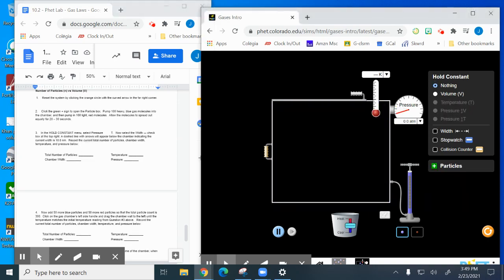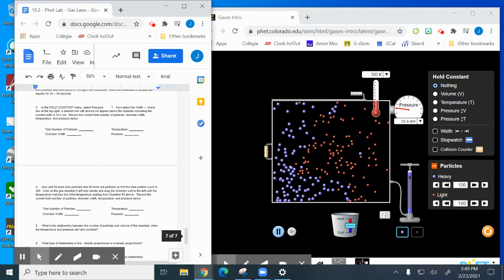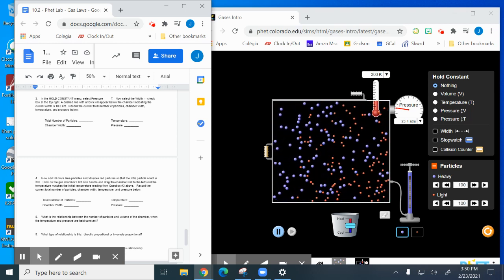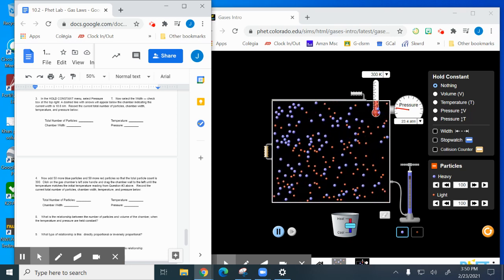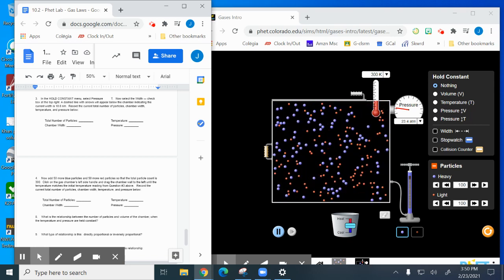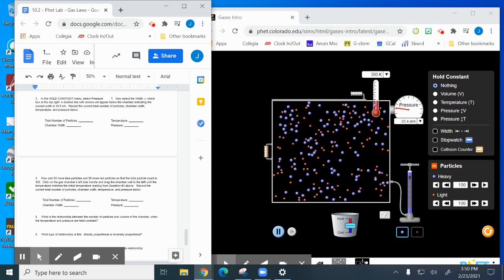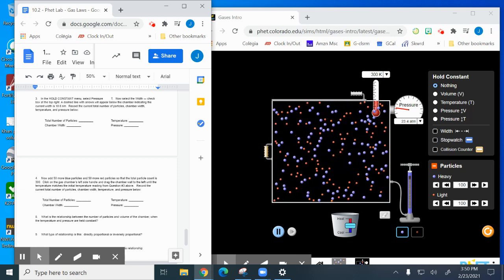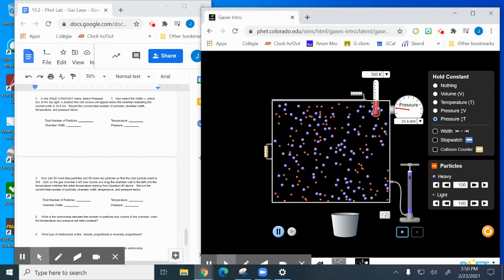Okay, reset the system. The system is reset. 100 particles each. Let them spread out while we're reading. In the hold constant volume, select pressure with temperature variation. So pressure and allow the temperature to change. This is not the most well-written lab, is it? So just make sure you're kind of messing with it and getting an idea. Okay, so we did that. We got the pressure with the temperature variation.